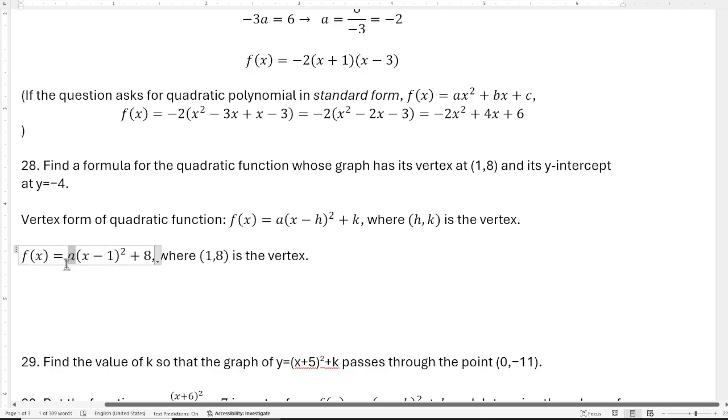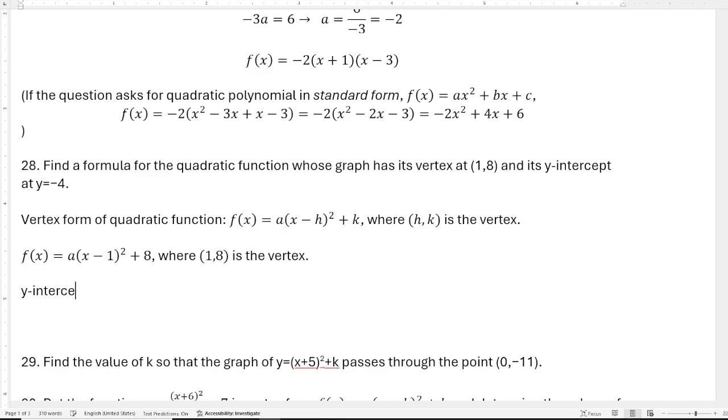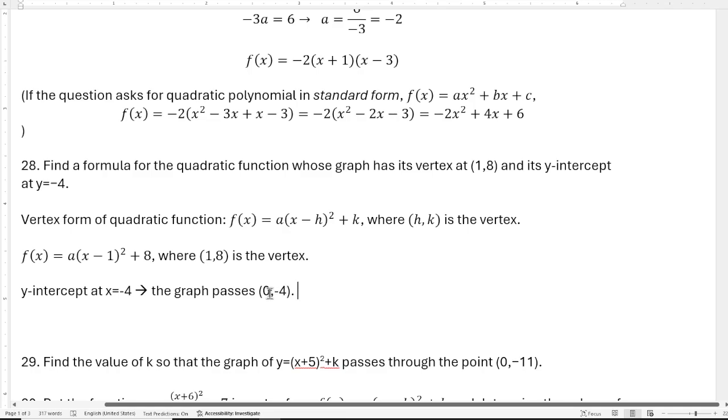But we still don't know what a is, so we need to use this extra information given to us, which is that the y-intercept is y equals negative 4. The y-intercept at x equals 0 means that the graph passes through (0, negative 4), because (0, negative 4) is on the y-axis, and that's the place where the graph passes. So (0, negative 4) is on the y-axis.